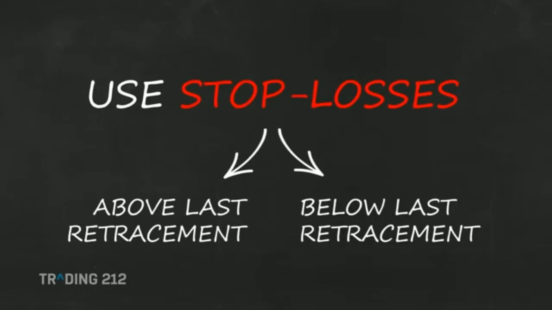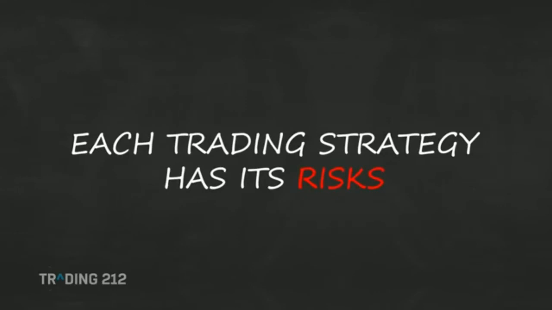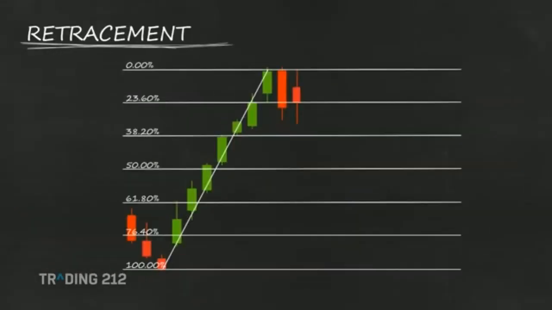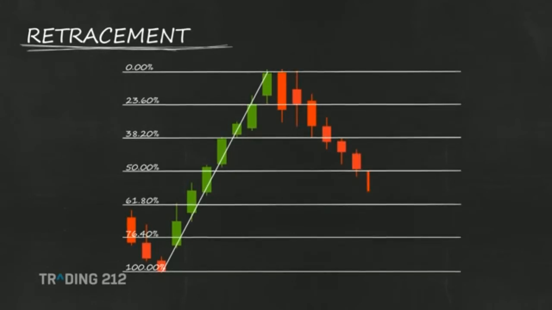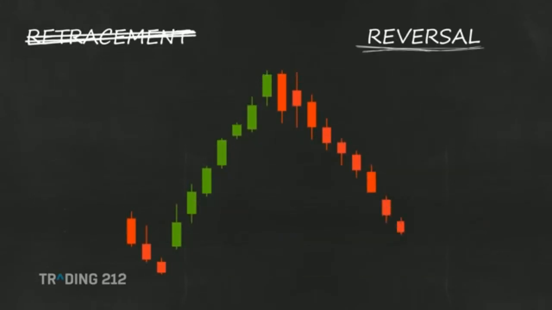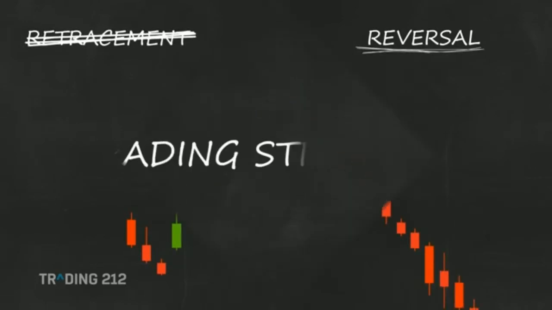What to watch out for? Each strategy has its risks. When trading retracements, make sure that it is a temporary reversal and not a new move in the opposite direction. This would essentially be a reversal, not a retracement, and would incur a loss for the trader who's placing orders with the original move. Strategies we will discuss.